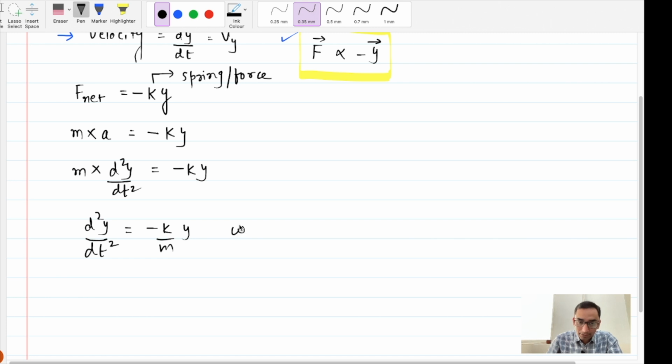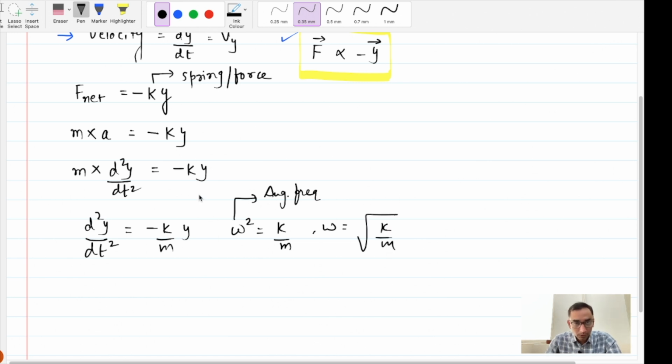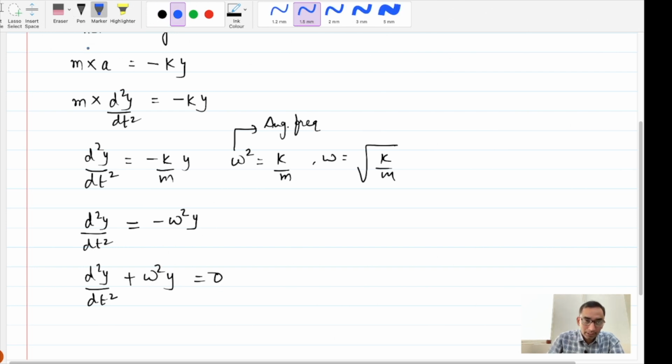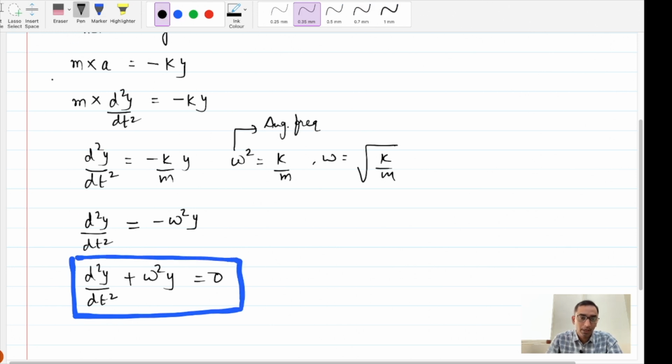Now, this k by m is known as omega square. Omega is the angular frequency, that is equal to 2 pi f or 2 pi by T. So, the value of omega from here is the square root of k by m. All right. So, taking the term on this side, d2y by dt2 plus omega square y is 0. This itself is the differential equation of simple harmonic motion.